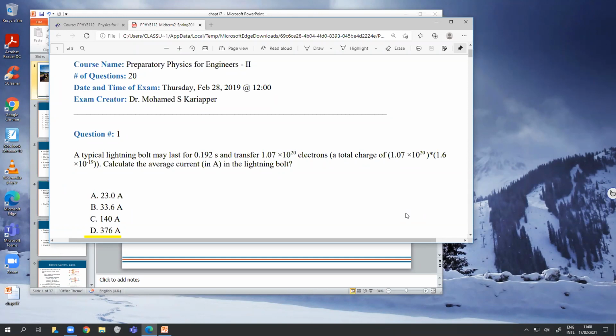A typical lightning bolt may last for 0.192 seconds and transfer 1.07 times 10 to the power 20 electrons. Okay, you can skip what is in the parentheses. Calculate the average current in amperes in the lightning bolt. Thank you very much, Salman.